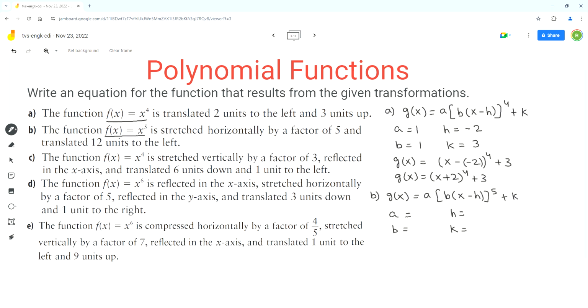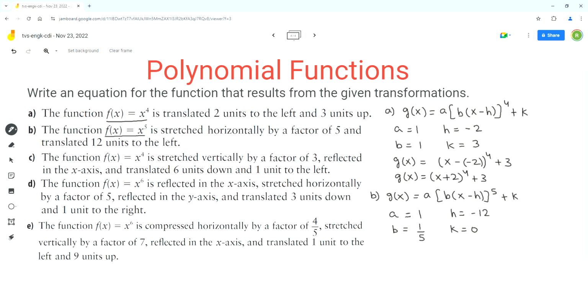There is no vertical stretch or compression or reflection over the x-axis, so A is equal to 1. There is a horizontal stretch by a factor of 5, so B value is equal to 1 over 5. There is a very important concept we need to understand and memorize to solve this type of problem. There is a horizontal translation 12 units to the left, so H is equal to -12. And there is no vertical translation, so K is equal to 0.